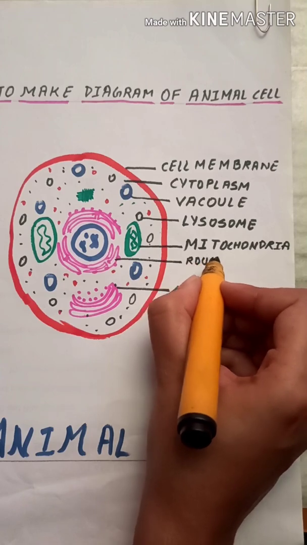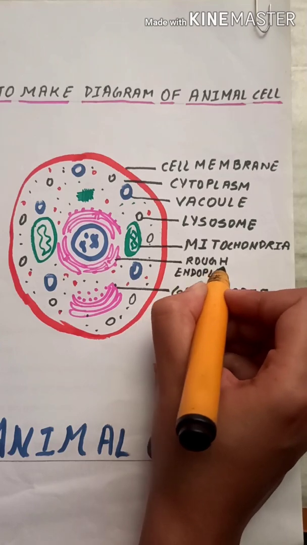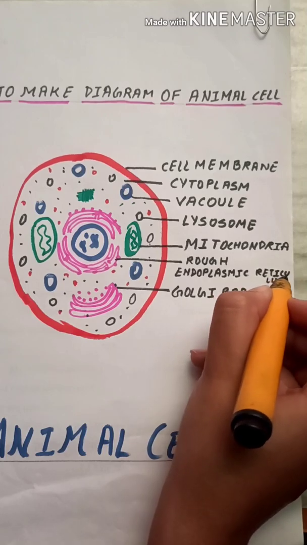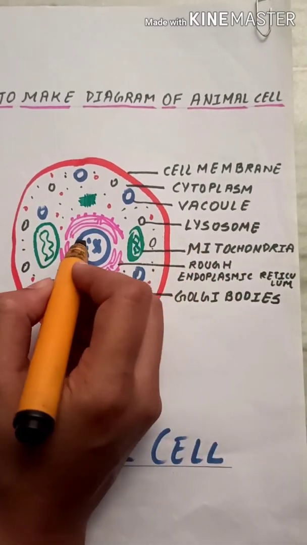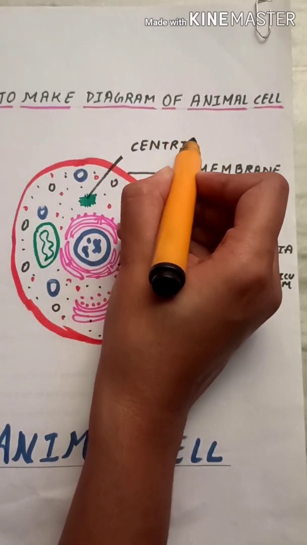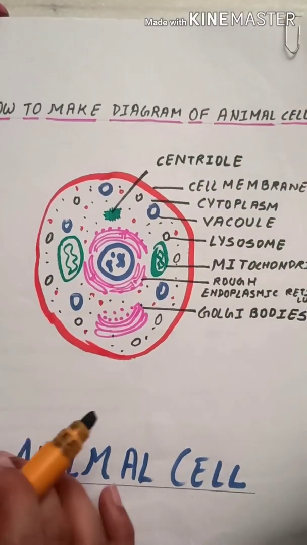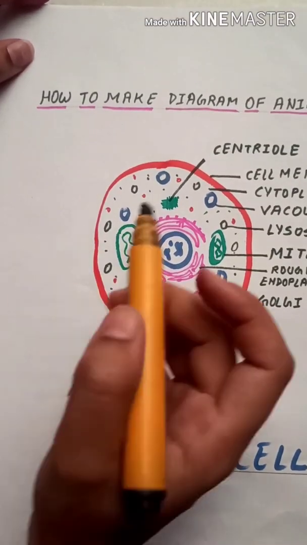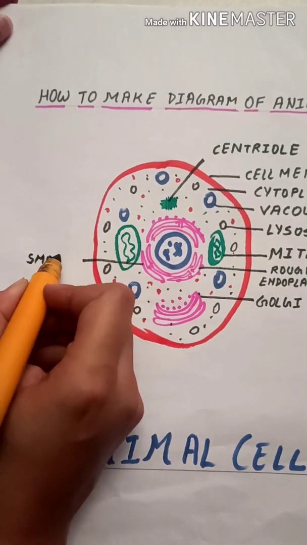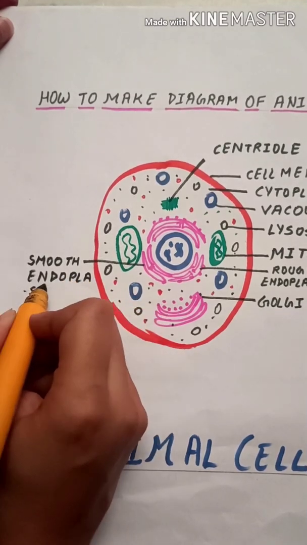This structure is known as rough endoplasmic reticulum because ribosomes are attached on it. Now this is the centriole. At the time of cell division, it helps in animal cells and is present only in animal cells. Now this folded structure having a smooth surface is known as smooth endoplasmic reticulum.